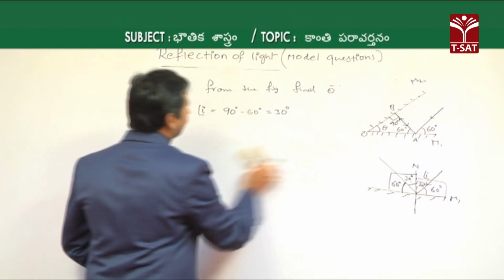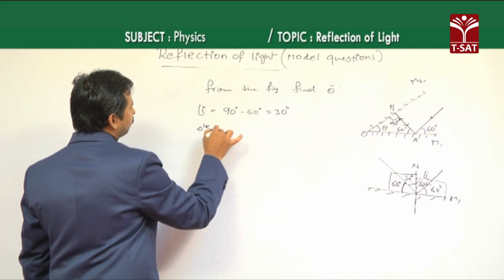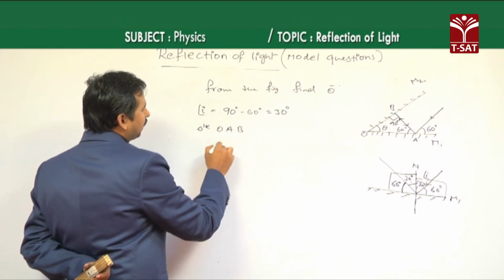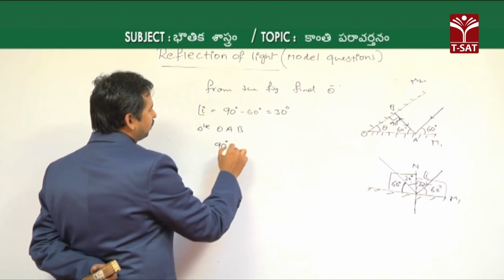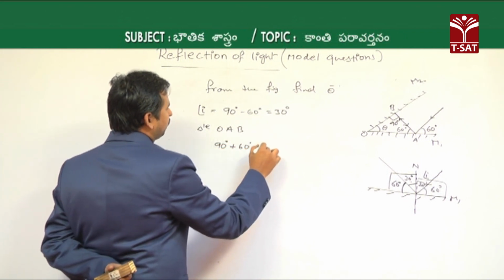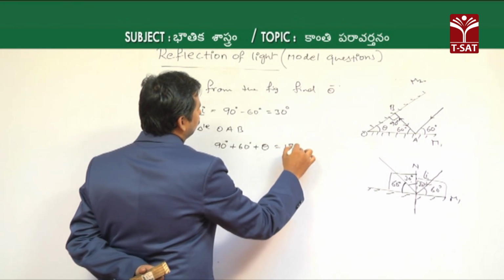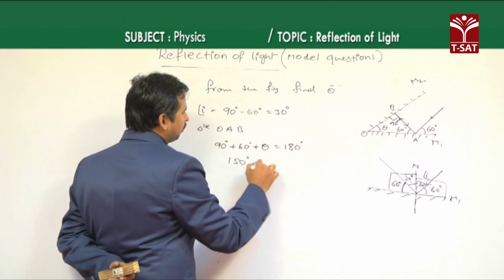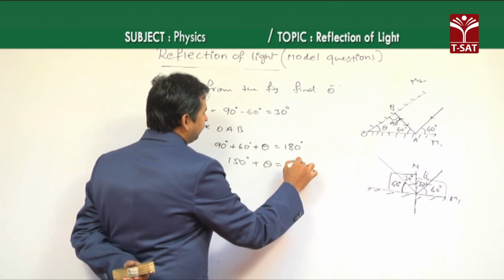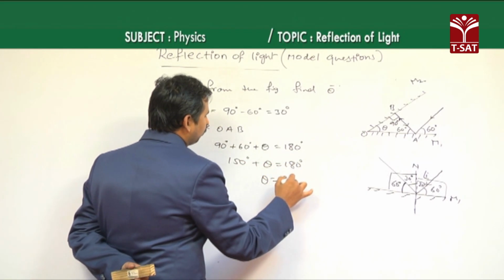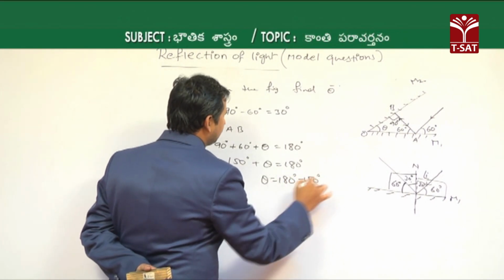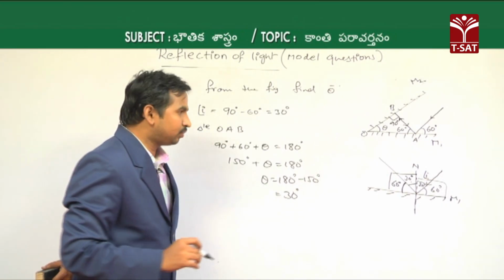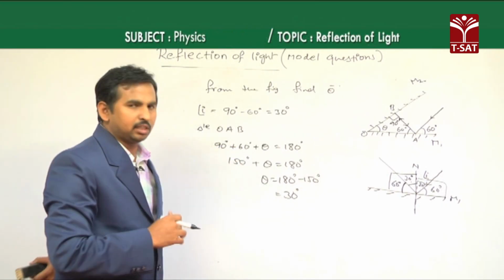Now, from this triangle OAB, we can get that the sum of the angles inside the triangle, which is 90 degrees plus 60 degrees plus theta, is equal to 180 degrees. That is, 90 and 60 is 150 degrees, plus theta is equal to 180 degrees. Then theta becomes 180 minus 150, which is 30 degrees. So the angle becomes 30 degrees, which means the two plane mirrors are arranged at 30 degrees.